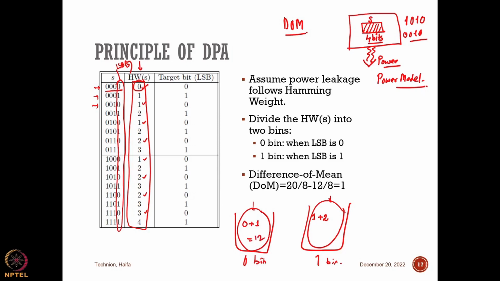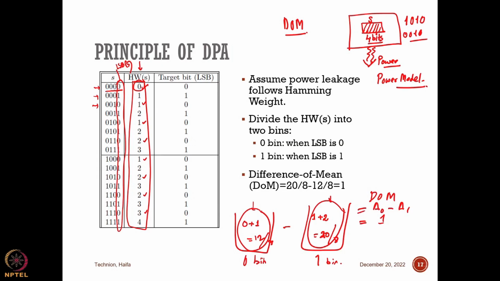This will add up to 12, and therefore the other one will be 20, because the total sum is 32, right? So the average here is 12 by 8 and the average here is 20 by 8. If I take the difference, I will get a non-zero value. I will get 8 by 8, which is 1, right? The difference of mean is the difference of delta 0 minus delta 1, and in this case it is 1.